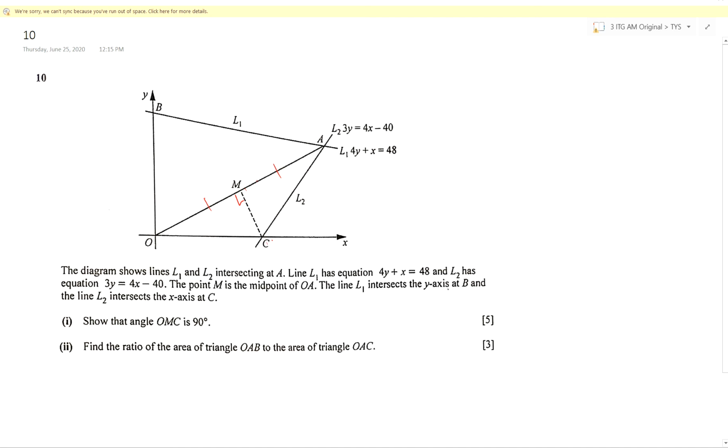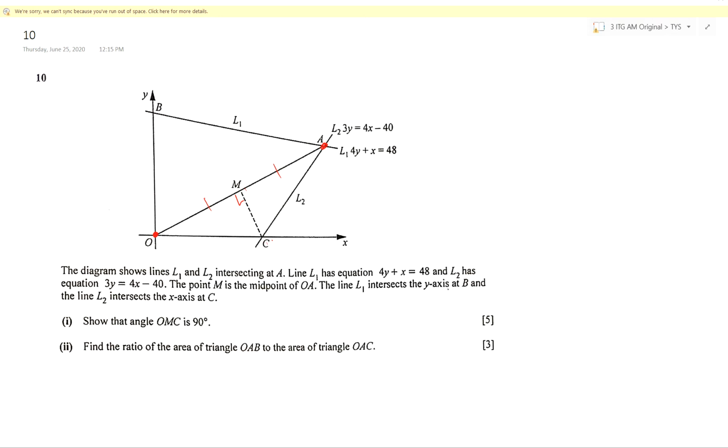Let's begin by finding the gradient of OA. To find the gradient of a straight line, I need either the equation of the line or two sets of coordinates. Well, I know that one of the coordinates is at the origin, simple. Then I need the coordinate of A. What's so unique about A is that it is the point of intersection between L1 and L2.